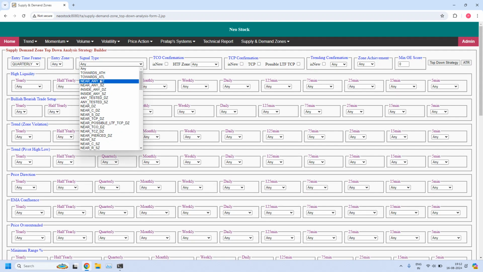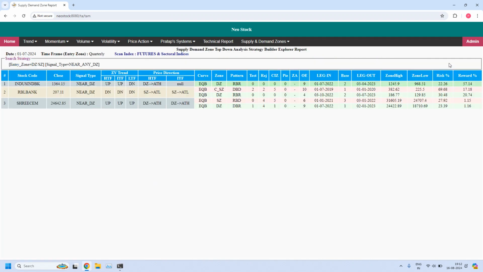Let us find the stocks near quarterly demand zone. 3 stocks are filtered near to the quarterly demand zone. I will be giving you only few seconds time to watch this report. You need to pause the video. You can study all the parameters, their values, and also you can draw the zones on your charts. After that, you can further proceed with the video.